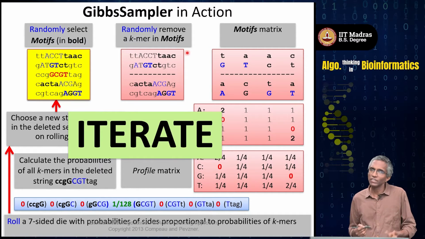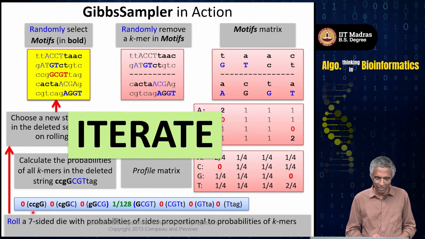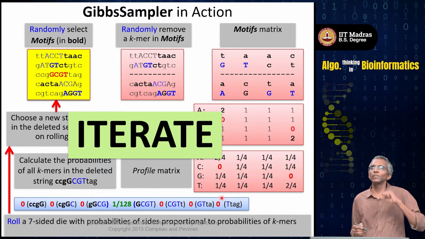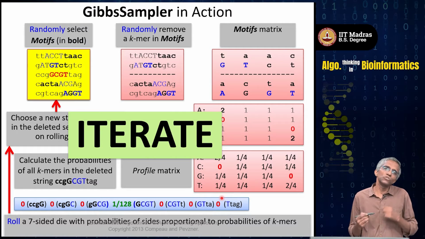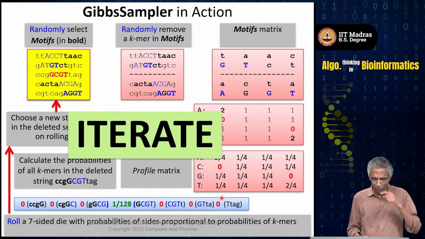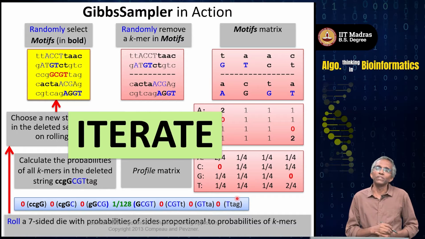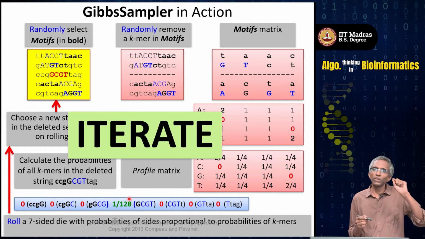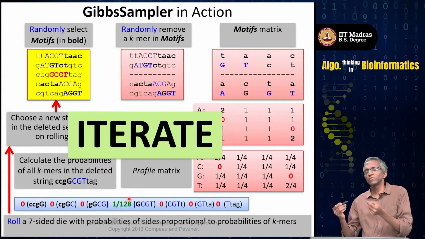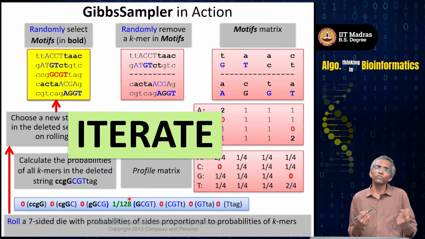And more importantly, the third place where randomness is used is that if you look at all of your 7-mers in the deleted string and you calculate your probabilities, you do not choose the profile most probable k-mer. You just choose a k-mer with weights that are proportional to these probabilities. So, you just sample from the set of k-mers. You do not have to necessarily pick only the profile most probable k-mer. Something that is not optimal, that will have somewhat lower probability, can also be selected.